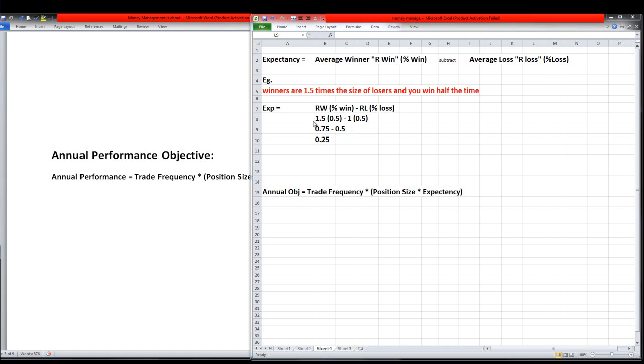Basically, this 0.75 figure is just to do with the winning side. Every time we're taking a winning trade, we stand to make 0.75 of what we risk based on percentages, because we're winning half the time. And with losing, we're losing half of what we're prepared to risk, because we're losing half the time. Then you subtract the losers from the winners, and we come up with a figure where, looking at every single trade, we stand to make a quarter of what we risk.